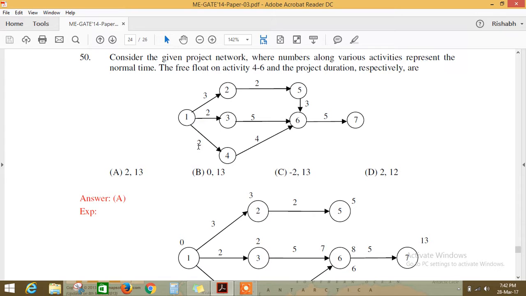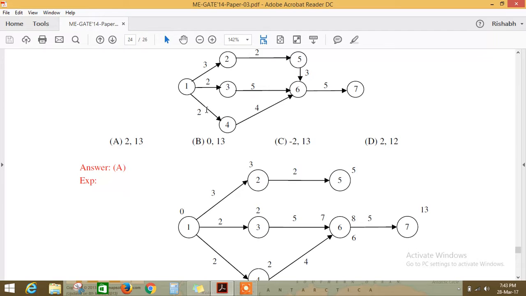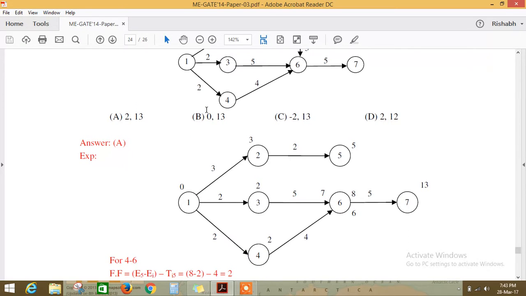Now let's see 1 4 6 7: 2 plus 4 is 6 and 6 plus 5 is 11, so it is not the longest. And 1 3 6 7 is 2 plus 5 is 7, 7 plus 5 is 12, so the project duration is 13. Now we have to find the free float of activity 4 6. Free float is E5 minus E1 minus t, which is 8 minus 2 minus 4, equal to 2.